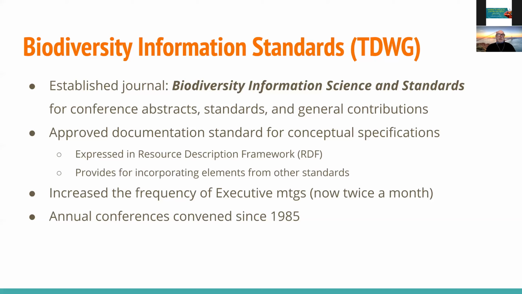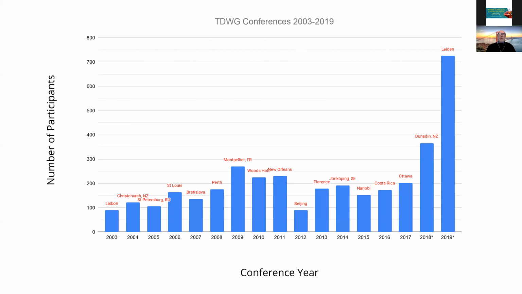And we've been hosting or convening annual conferences every year since 1985. And this is just a quick graph of when I began managing registration for those conferences back in 2003. I have all the data for that, and this is what we've been doing in terms of participation. So back in the early 2000s, we were averaging around 100, but gradually that crept up to around 200. And then most recently in 2018 and 19, we've met with other similarly oriented organizations.